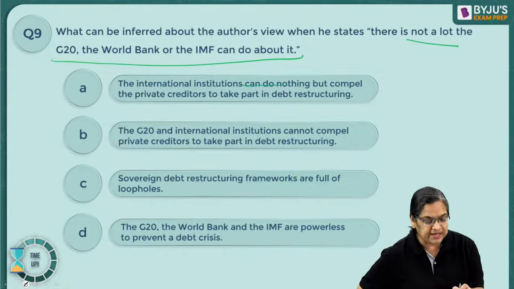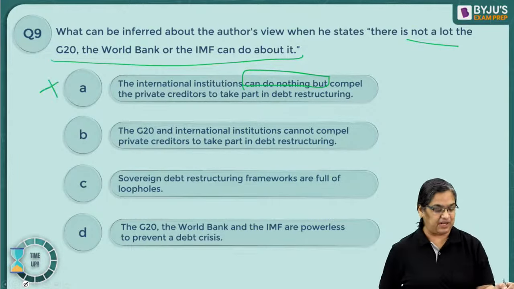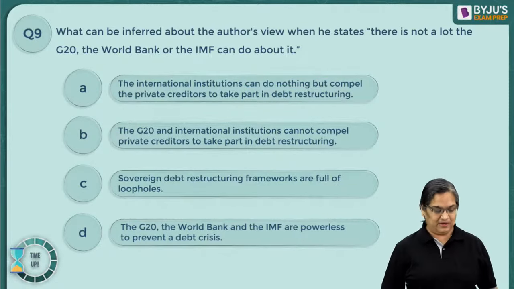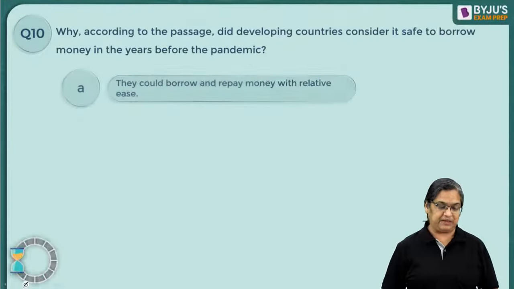Can do nothing but compel means can compel. Therefore, this is wrong. Cannot compel is the right answer. Excellent, easy. Okay, but if you weren't careful, that's one question that you make a mistake in.